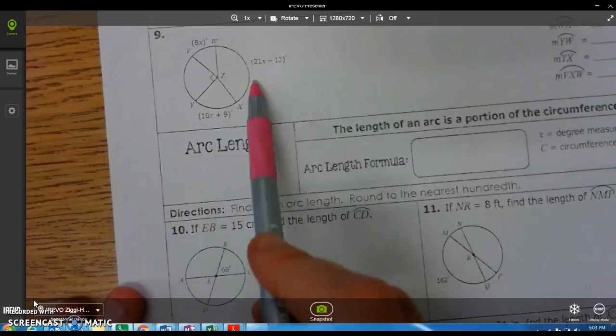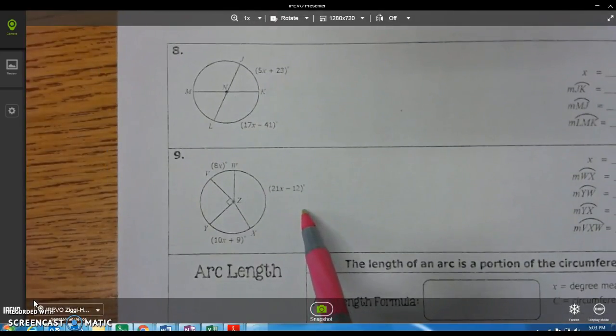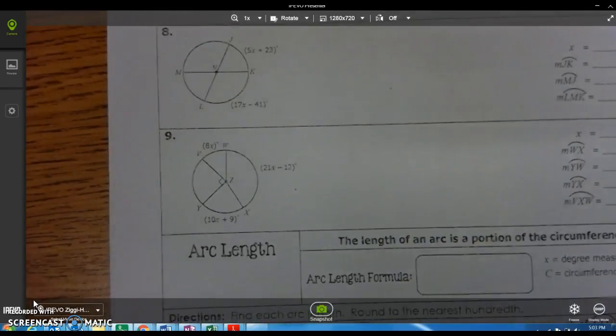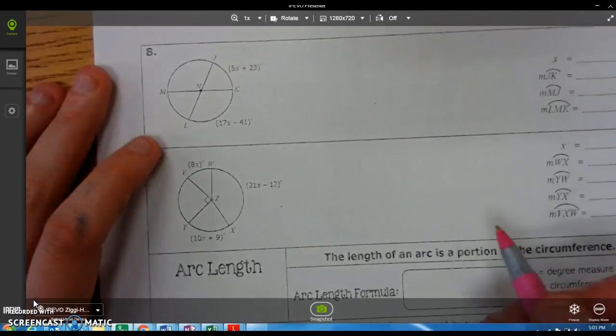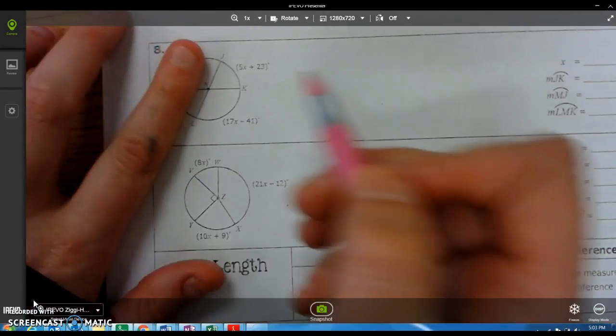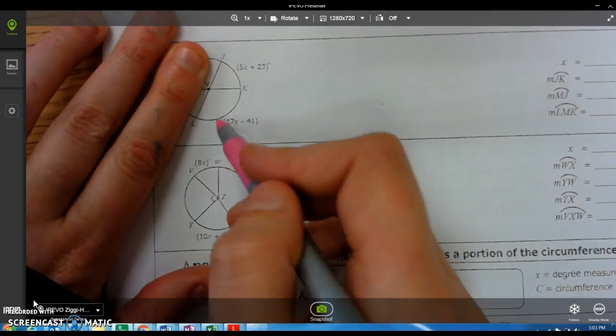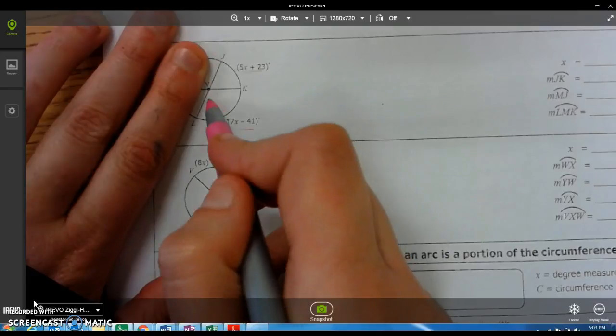On the back, you have a couple more like that. So let's go ahead and try number 8. I'm just going to end up doing all the even problems for you. Number 8, I can see that there's a diameter right here, right? Diameter, the arc is the same as this.